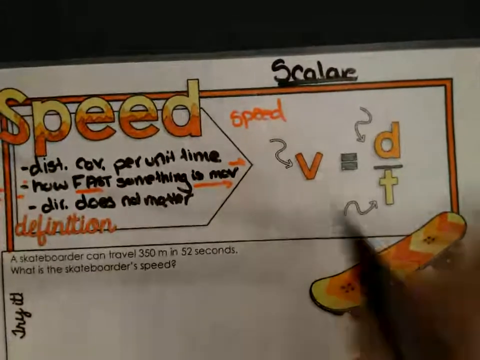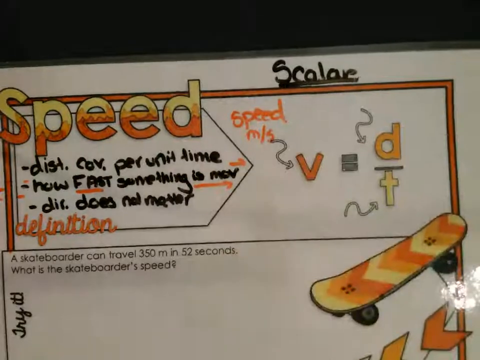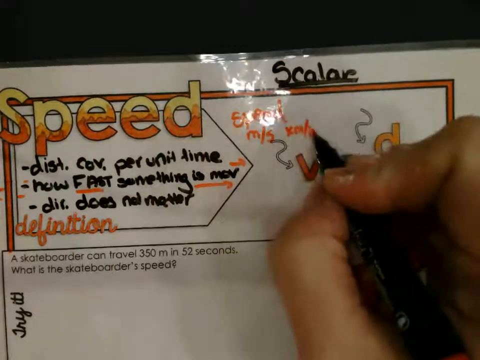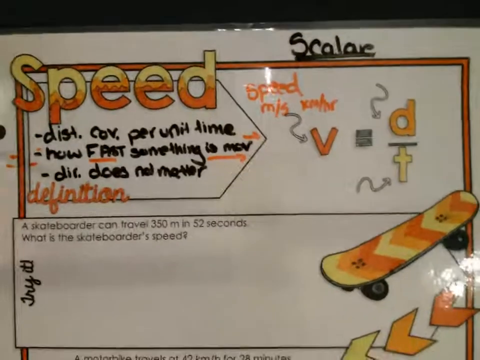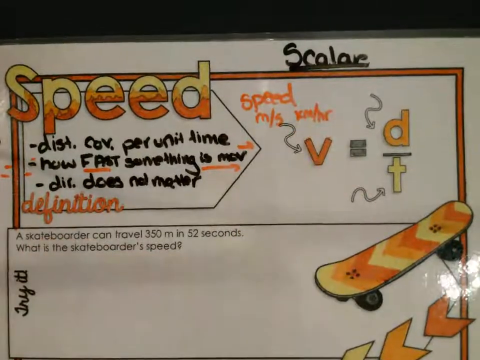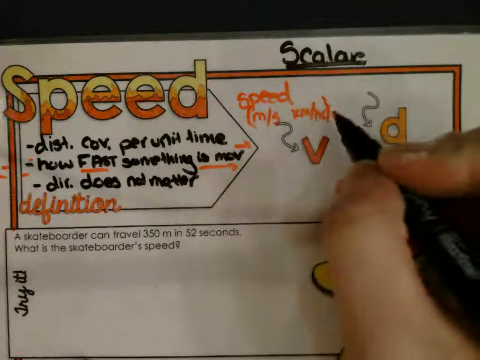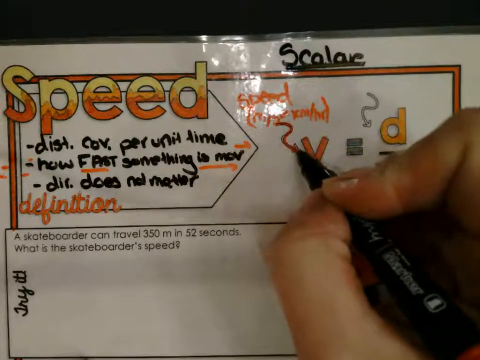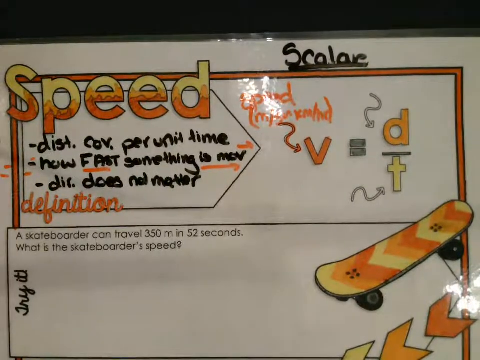And the units we're going to use for speed are going to be meters per second or kilometers per hour. If our units aren't given to us in the problem in meters per second or kilometers per hour, we're going to need to convert them into either meters per second or kilometers per hour. So that's when all of that dimensional analysis and unit conversion we practiced comes into place.